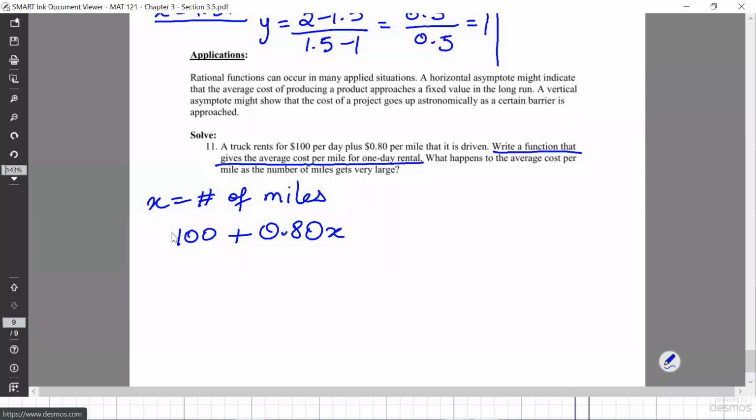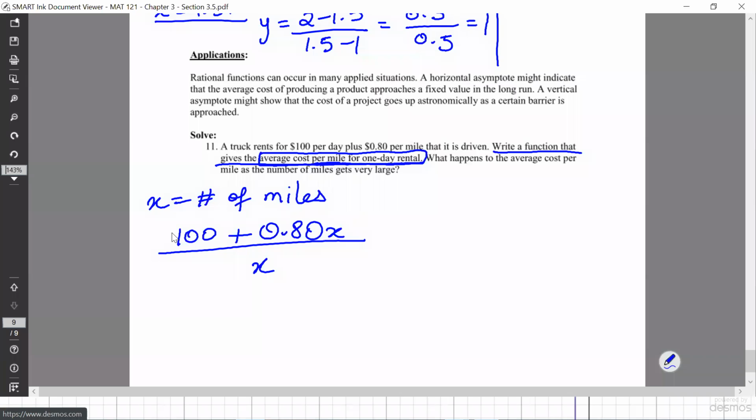Because they're telling you it's gotta be the average cost per mile for 1 day. That's the function you're trying to find. So there's one more thing we gotta do to modify this step. Would you divide it by the number of miles? Very nice, yes, because they're telling you what is the average cost per mile, which is divided by x, and that will give you your average cost.